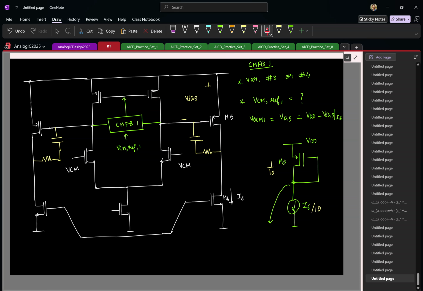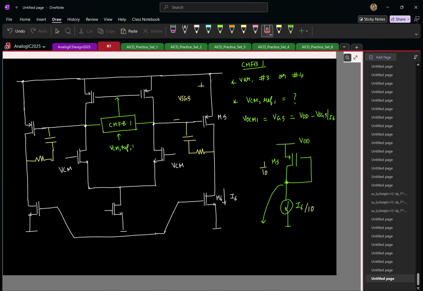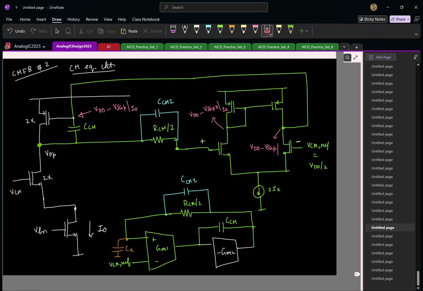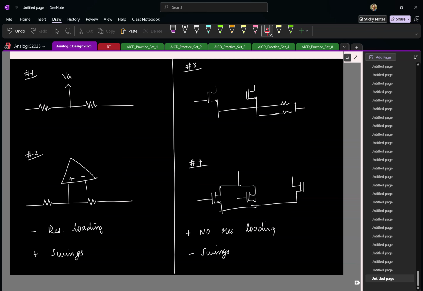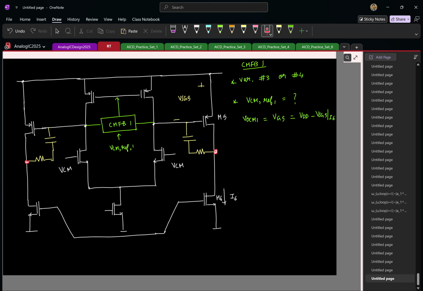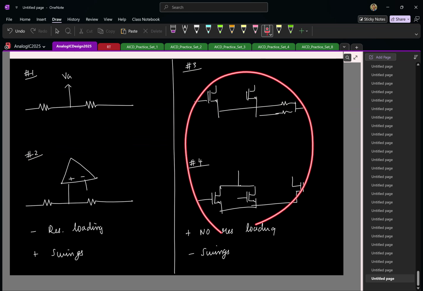Now remember, even for the second stage, CMFB is not defined. So let's see what to do for that. Let's look at the second stage. For the second stage, I need to sense the output common mode. Here, do you think I can have the resistive ones or the MOSFET based ones? Why? Remember, this is the final output of the OTA. You won't have really large swings, which means using a MOSFET based CMFB is not a good choice.